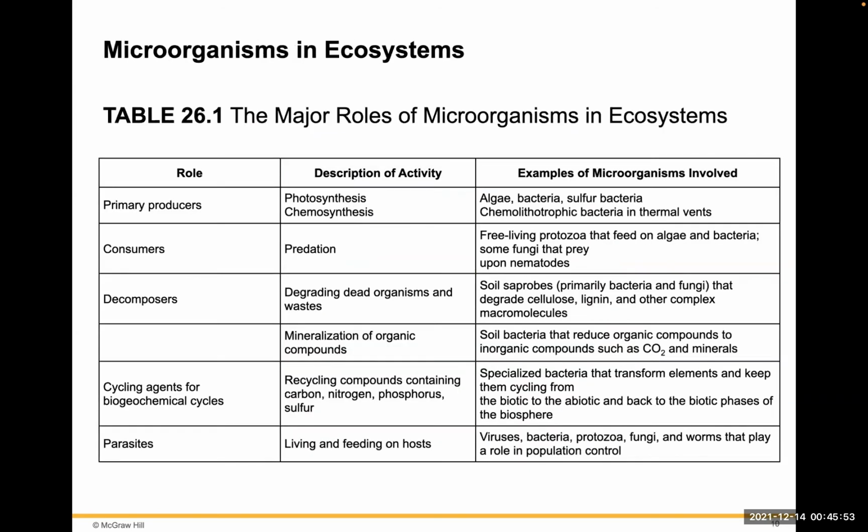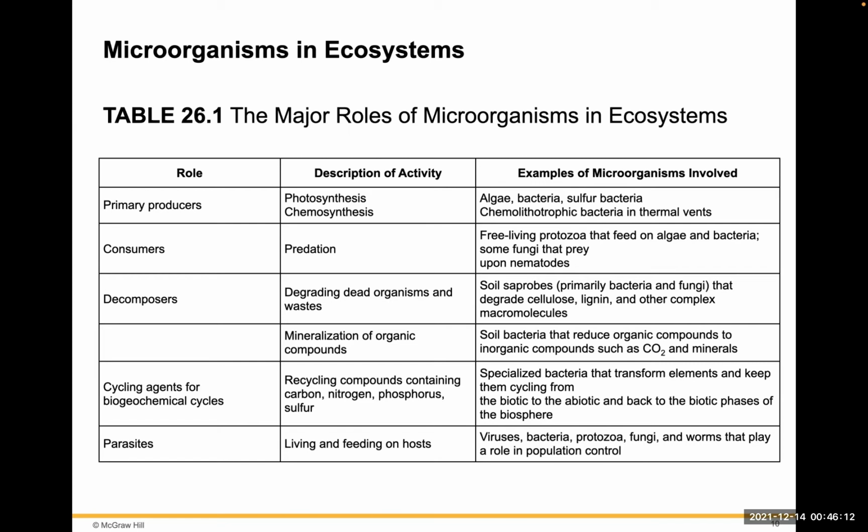Okay. What we can talk about is the major roles of microorganisms. Primary producers. Primary producers do photosynthesis and chemosynthesis: algae, bacteria, sulfur bacteria, chemolithotrophic bacteria in thermal vents. Those all produce energy.